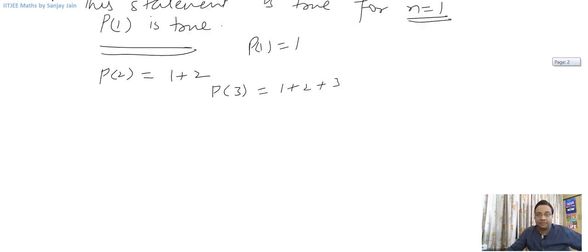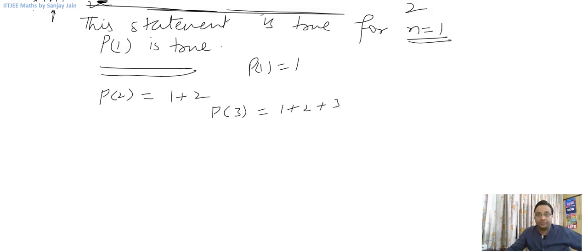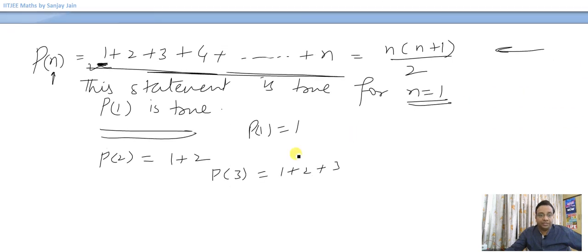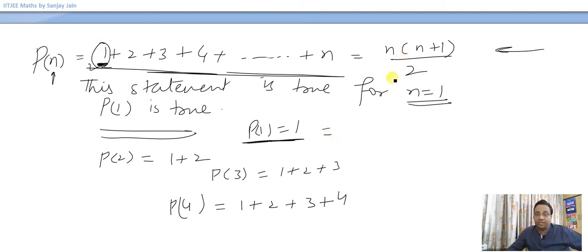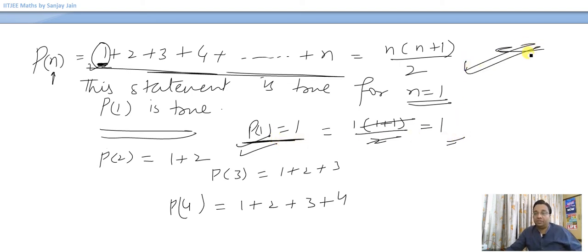This is how you will think about Pn, or P1, P2, P3. And when you have to take P4, it will be nothing but 1 plus 2 plus 3 plus 4. Now, P1 from the left hand side is 1. And from the right hand side, I'll put n equal to 1 here: 1 plus 1 here, and then 2 here. So it will cancel and be equal to 1. So for n equal to 1, this statement is true.